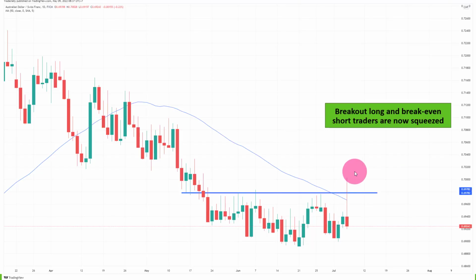For breakout traders who were long, they will now be sitting on a loss, as they took the breakout above the resistance, above the moving average. Their stop will be somewhere down here, in this range, and they will be sitting on a loss or even get a stop trigger.